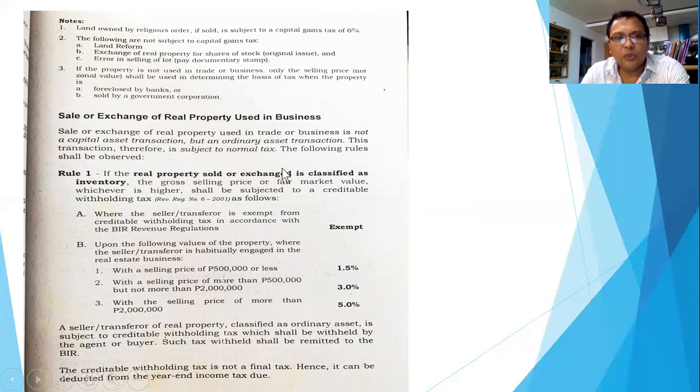If the real property sold or exchanged is classified as inventory, then the gross selling price or fair market value, whichever is higher, shall be subjected to creditable withholding tax. Meaning the buyer is going to withhold the tax, and the buyer will remit it to the BIR. So first, where the seller is exempt from creditable withholding tax in accordance with the BIR. If the seller is exempted, then there's no need to withhold.